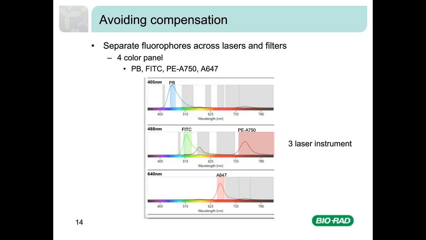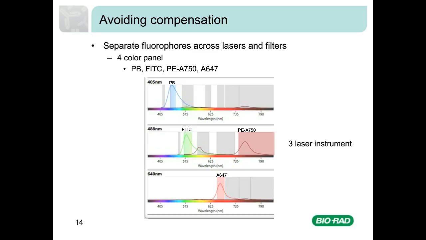As can be seen, although there is some spillover and cross-laser excitation, the filters used to collect fluorescence are not located where this spillover and cross-laser excitation occurs. Therefore, there is no need for compensation.